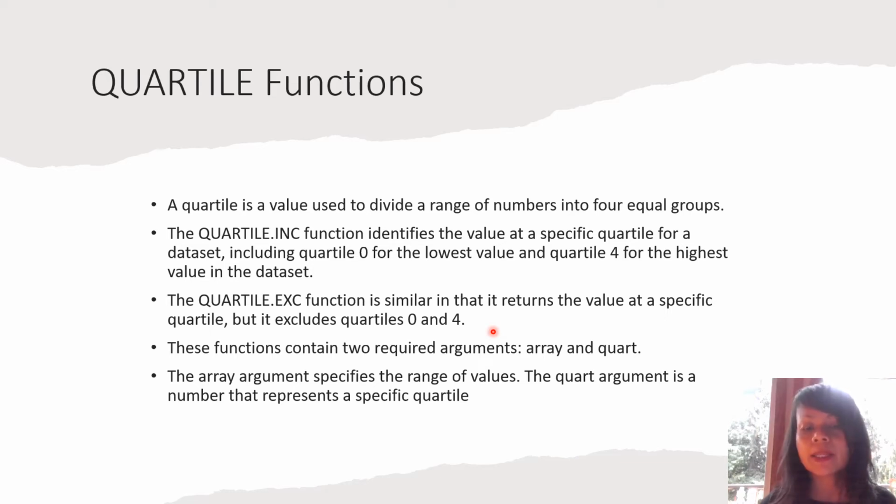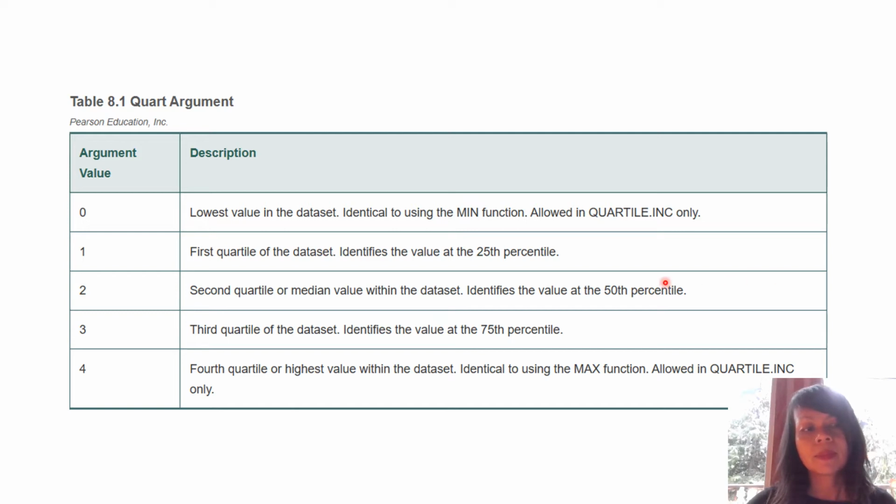The array argument specifies the range of values that you're going to look at. And the quart argument is a number that represents the specific quartile. So the argument value of 0 for the quart would be the lowest value in the data set, identical to using the MIN function, allowed in the QUARTILE.INC function only.